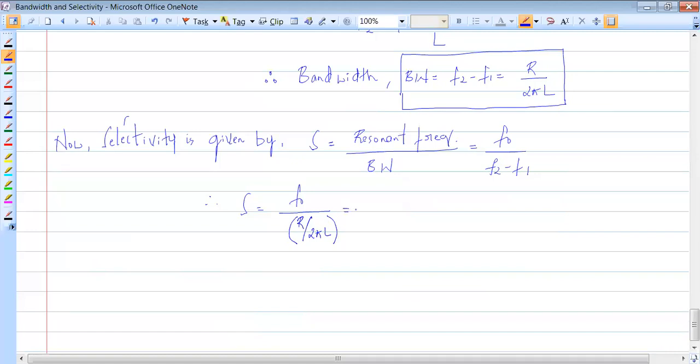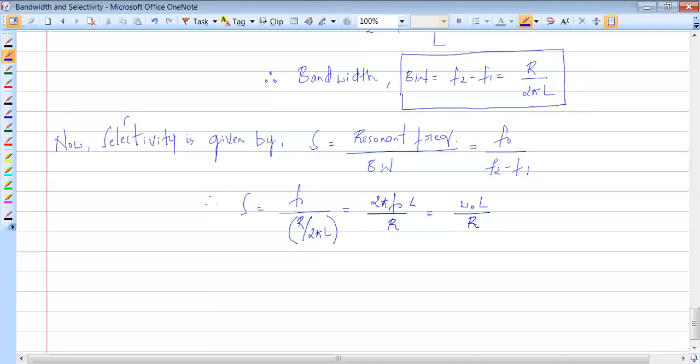Now, this 2 pi you take to the numerator. 2 pi f naught is what we're going to have. And in the denominator, 2 pi f naught you had, and you can have this L also. 2 pi f naught L, and what remains in the denominator? It's R. What is 2 pi f naught? 2 pi f naught is omega naught, and L by R is here. Have you seen this equation earlier?